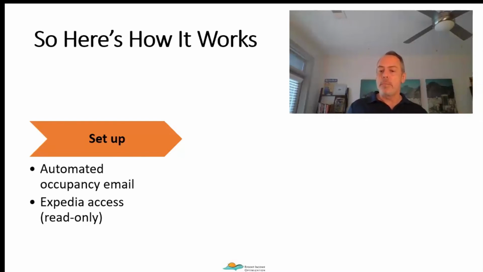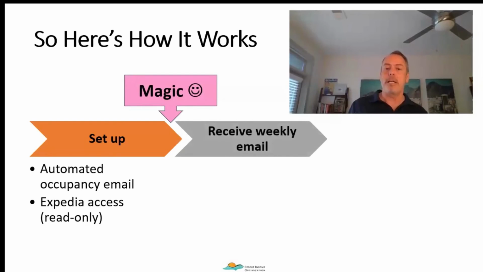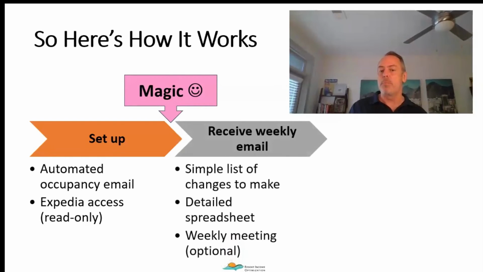It does not allow anybody to make changes to your listing on Expedia, but it allows an analyst to download the compset data. And then we do a little bit of magic, and you receive a weekly email with a simple list of which changes to make. You also get a detailed spreadsheet if you want to go through that, and a weekly meeting, which is optional. I mean, you can have a meeting every week and discuss all of it with us.